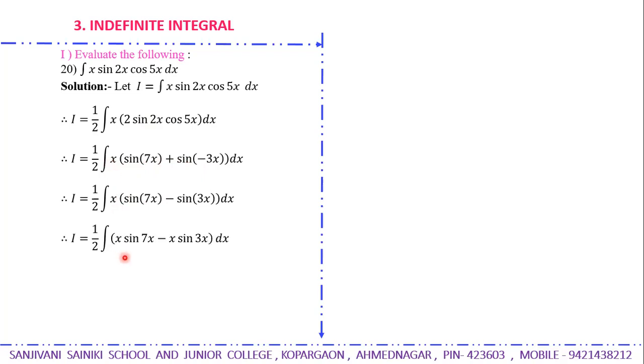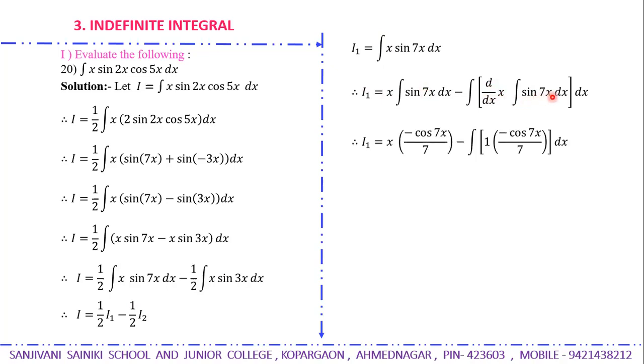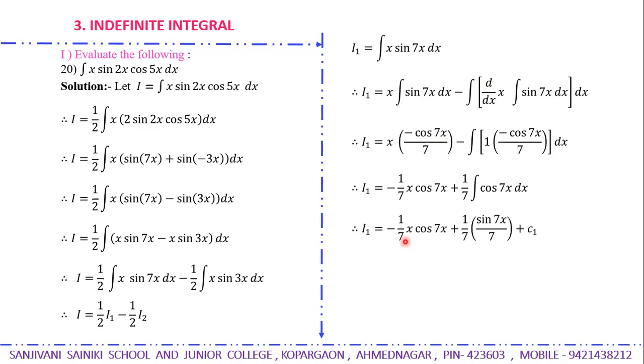You will get two integrals: 1 upon 2 integration of x sine 7x dx minus 1 upon 2 integration of x sine 3x dx. The first integral is I1 and the second integral is I2. Now take the first one: x as it is, integration of the second, minus integration of derivative of the first into integration of the second. After taking the integral, you will get I1 as minus 1 upon 7 x cos 7x plus 1 upon 49 sin 7x plus c1. This is I1. So I can write it as 1 upon 49 (sin 7x minus 7x cos 7x) plus c1.